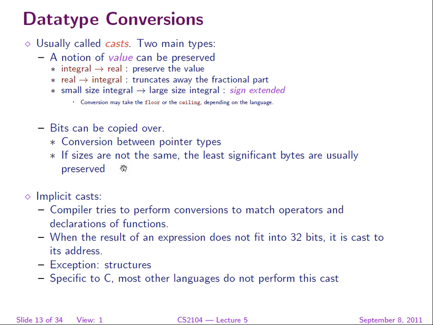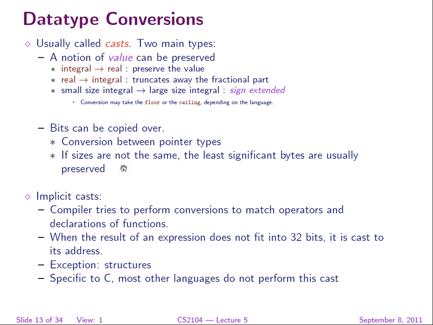If we have pointers, if we go from a pointer to integer into a pointer to char, there's no notion of value really there. The bits are copied over. So there are these two cases, and in general, at least in C, the type of conversion that is employed is a bit ad hoc. So you have to know all the cases, but it's relatively easy to come up with pieces of code that will exhibit the type of conversion that is performed. And this is the best way to learn.